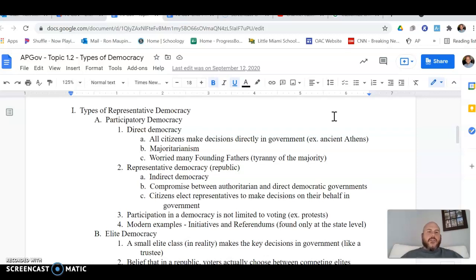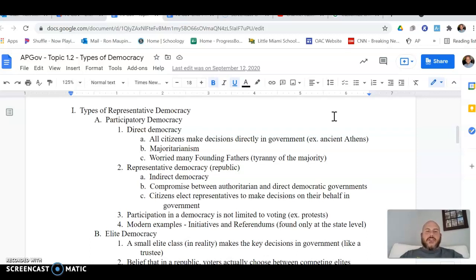When we talk about, for example, a participatory democracy, it is the idea that most of us think of when we think of a democracy, where we say it is the people themselves that are actually running the government. But even when we say that it is a government run by the people, that even requires some more classification. For example, one type of participatory democracy is what we call a direct democracy.